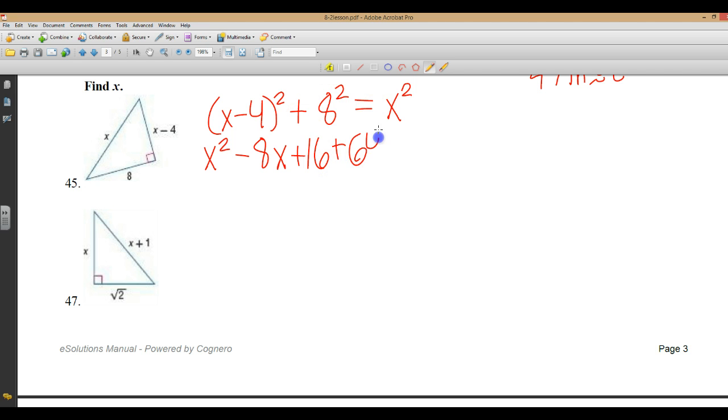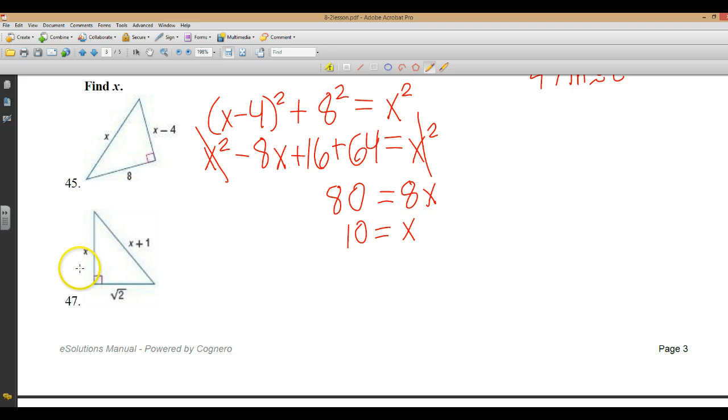8 squared is 64, equals x squared. So I can get rid of my x squareds on both sides. And I can move 8x over to the other side. And 16 and 64 is 80. So divide by 8, and x is 10.